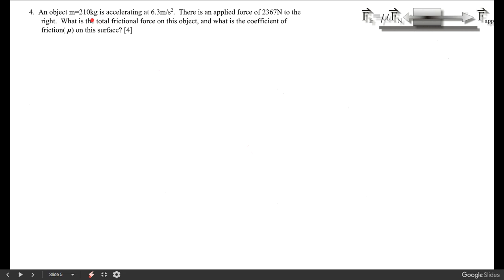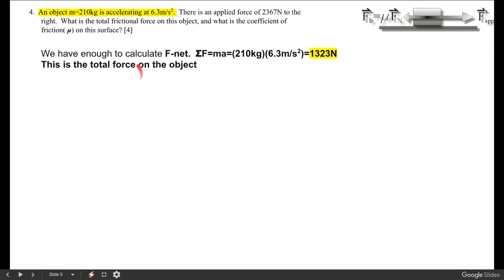This one, an object of 210 kilograms, is accelerating like this. There is an applied force. It doesn't say net force, an applied force onto the object. Okay, so we have this, which is giving us our net force. So since I've told you its behavior and I've given you your mass, we can go for the net force right away. The net force on this thing is 1,300 newtons.